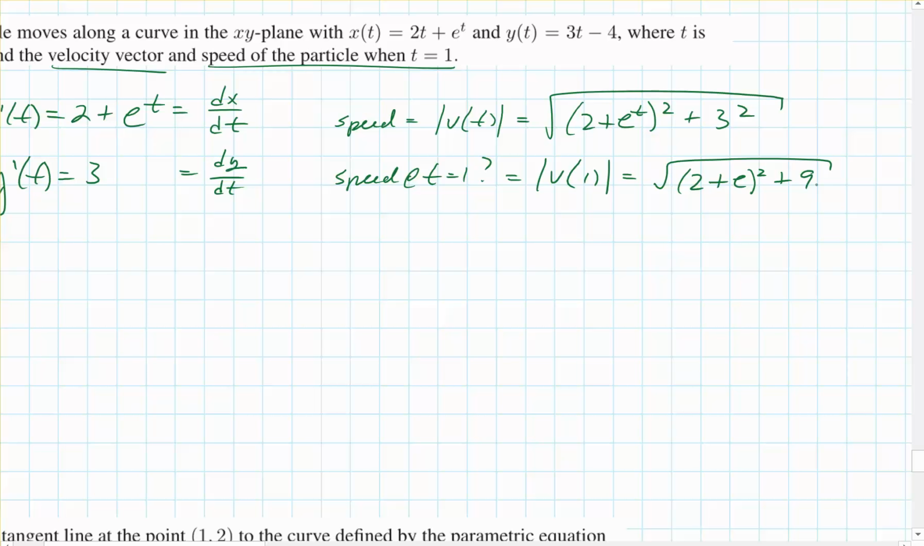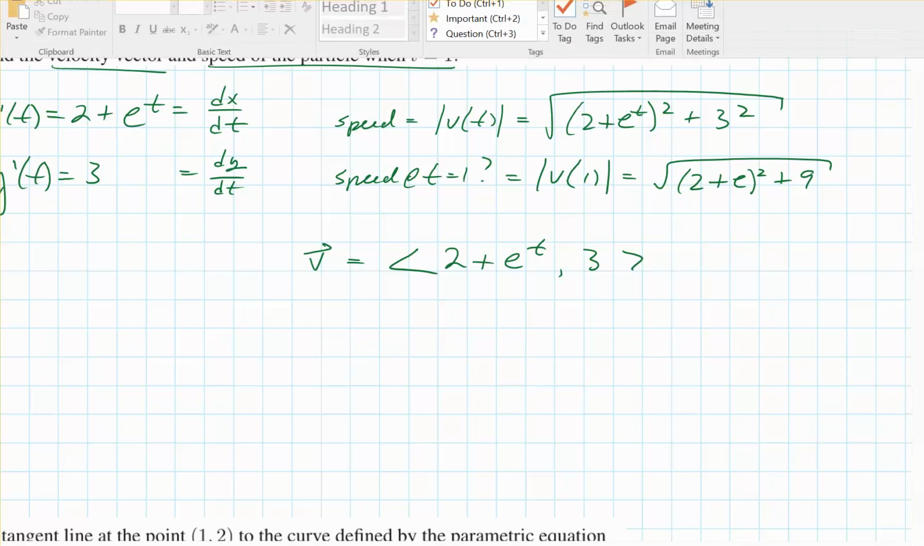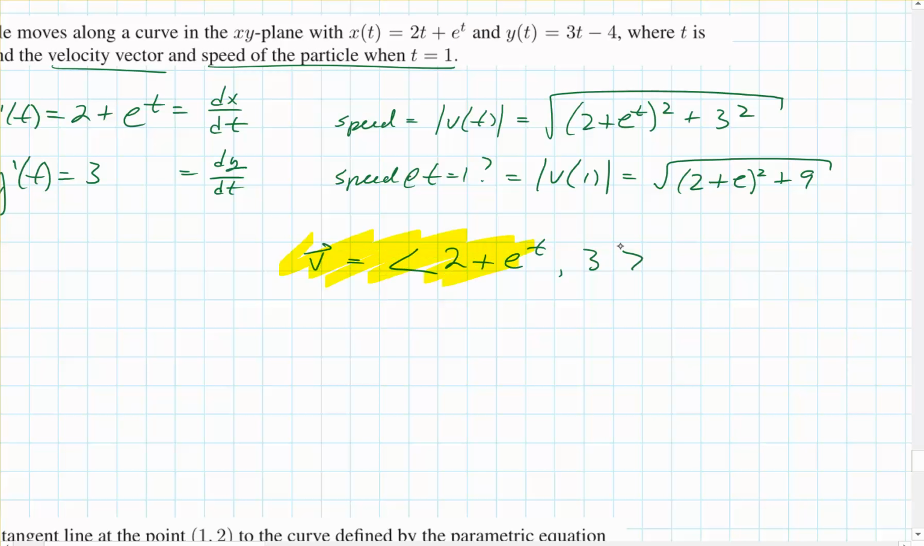You can just stop there, but you need the velocity vector at time t. What I want you to write for the velocity vector is like this. What's the dx/dt going to be? 2 plus e to the t, comma, 3. This is how I want you to write this. How many people have seen vectors written like that before? Raise your hand. I'm sure you've seen vectors written like that.